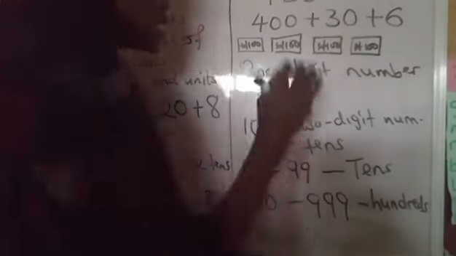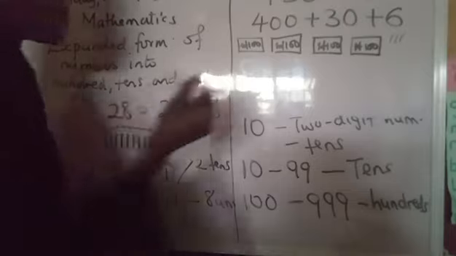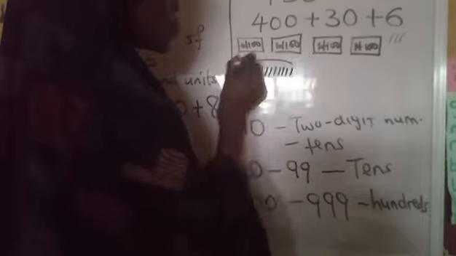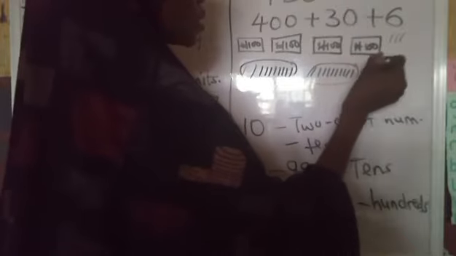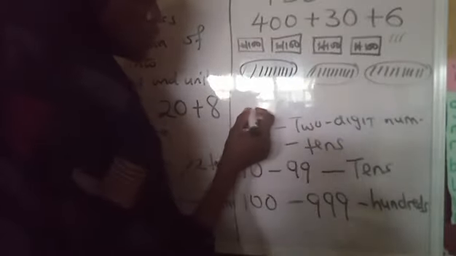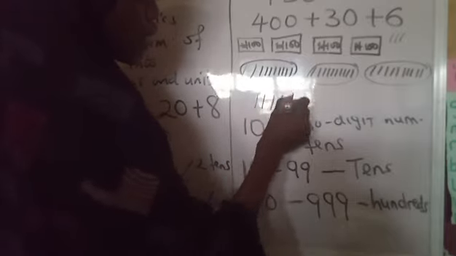Now with your 30, which is just a counting of what? In tens. 1, 2, 3. Let me explain it here. So we have 1, 2, 3, 4, 5, 6, 7, 8, 9, 10. This is 10. 1, 2, 3, 4, 5, 6, 7, 8, 9, 10. 20. 1, 2, 3, 4, 5, 6, 7, 8, 9, 10. This is 30. So we have 10, 20, 30. Then we have 6 units. 1, 2, 3, 4, 5, 6.